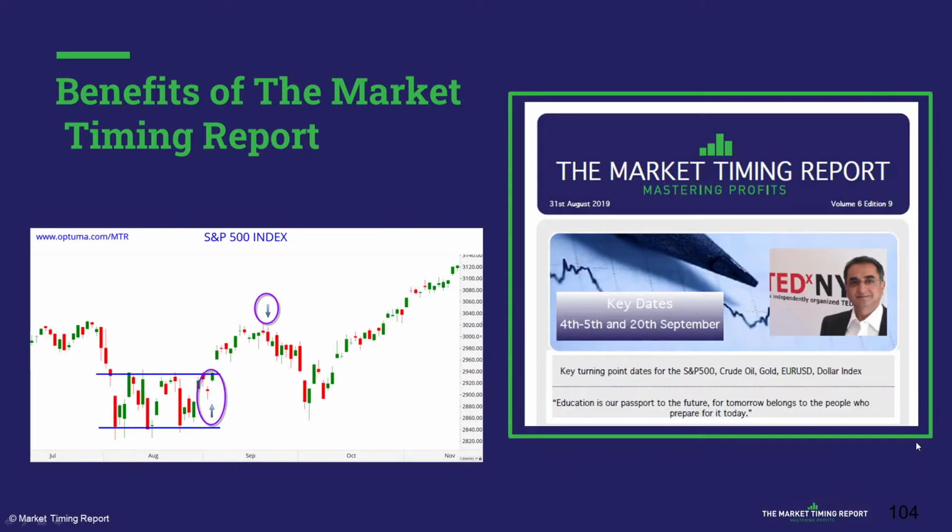So on the front page, I put up the key dates. And these I believe to be the most significant turning points. They usually relate to the S&P 500, and in this case, let me show you how it works. So this here, we've picked these 2 dates, the 4th and 5th of September and the 20th. Well, there's the 4th and 5th. So yeah, it's a tricky one to call. The market's been going sideways, but that's where it breaks out. So these are areas where you look out for potential moves.